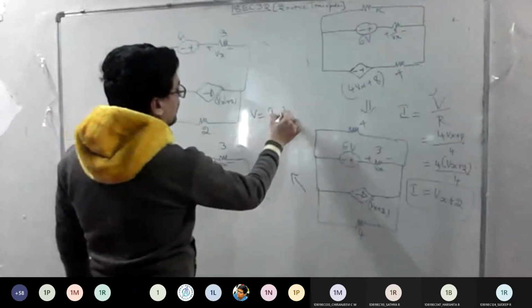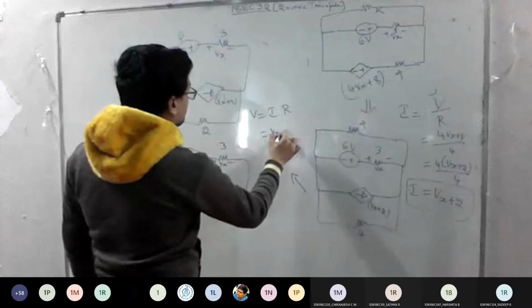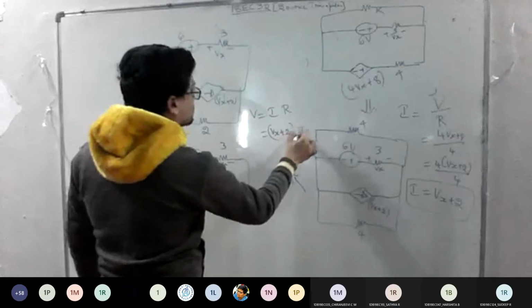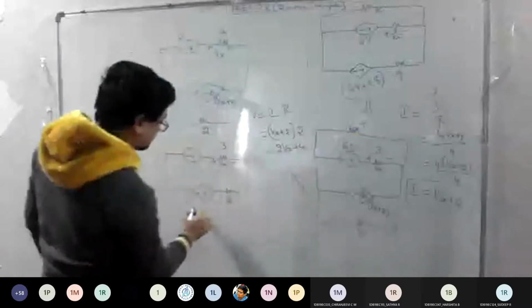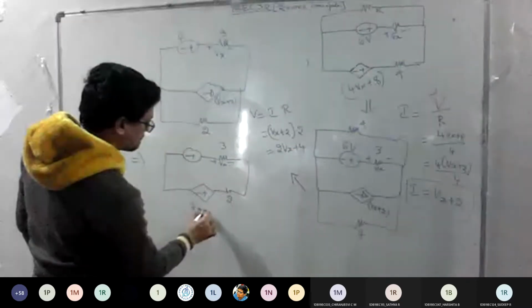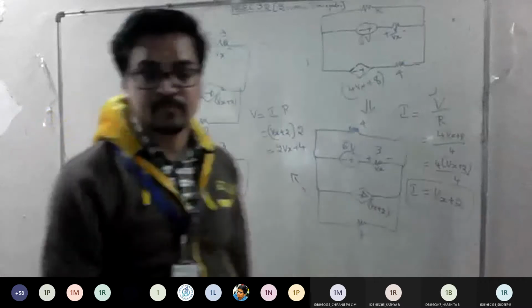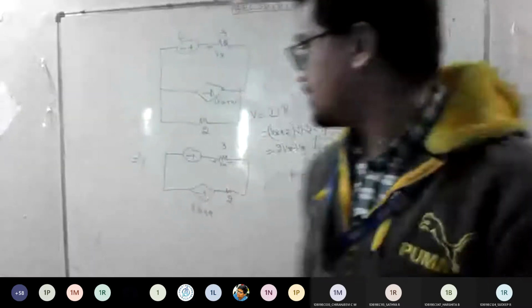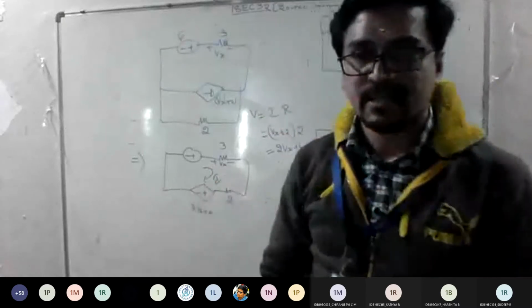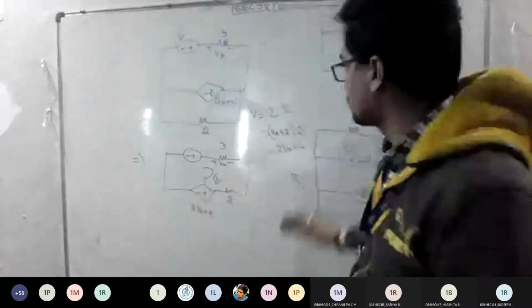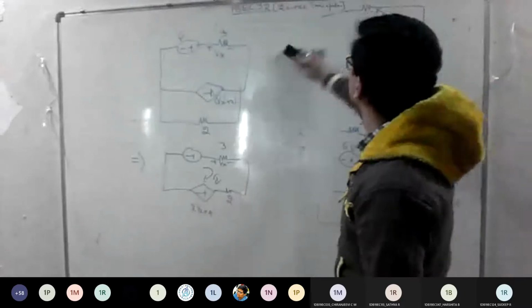V is equal to I into R. I is Vx plus 2, into R is 2. Is it 2Vx plus 4? Am I correct, everyone? Yes, sir. So now what is the thing left out? I just need to apply mesh analysis, get the value of I. Check out what is the answer.